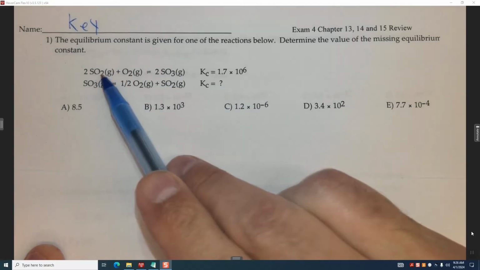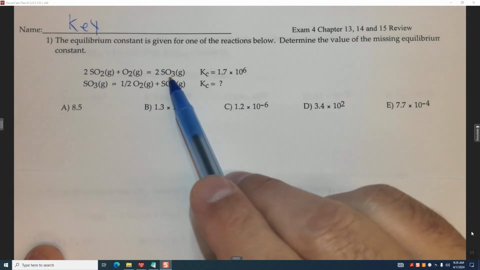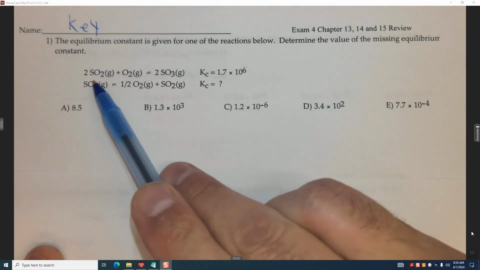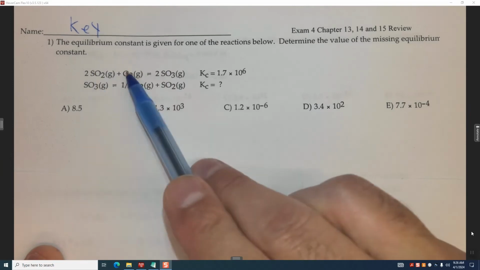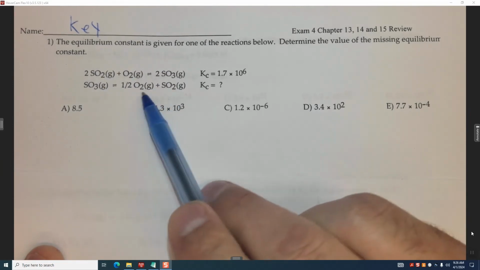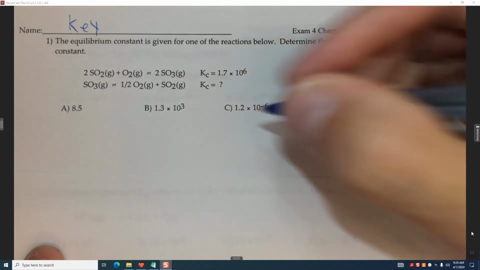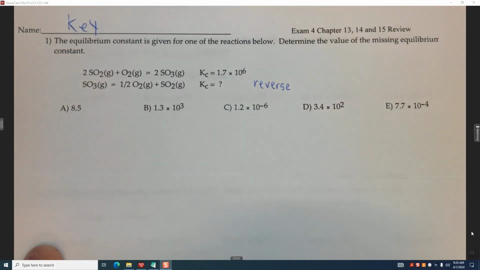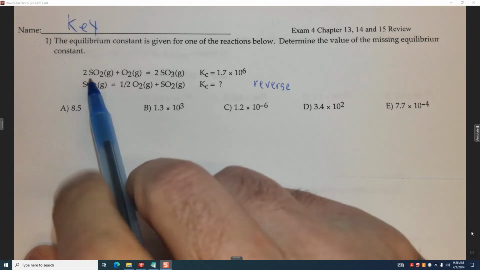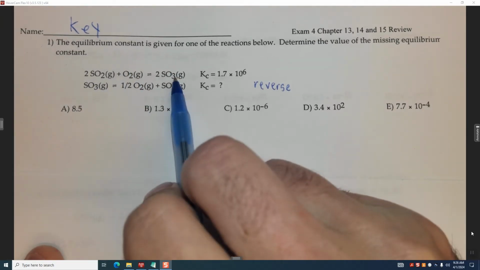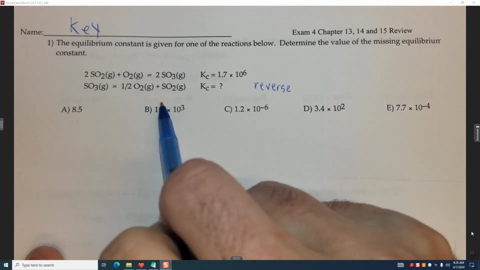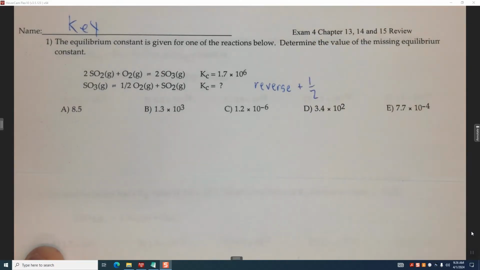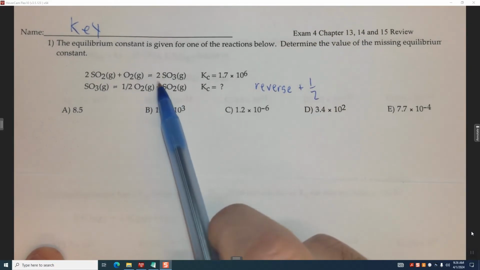Well, there's two things that I can see here that are different. The first thing is, if we look here, SO3 is the product, and over here SO3 is the reactant, and the SO2 and the O2 are the reactants, and over here the O2 and the SO2 are the products. So this thing has been reversed. The other thing that we can see is that here we have 2, 1, and 2, and here we have 1, a half, and 1. So it's also halved. So this reaction is reverse and half of this reaction.